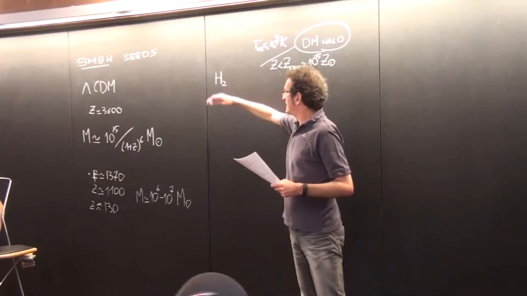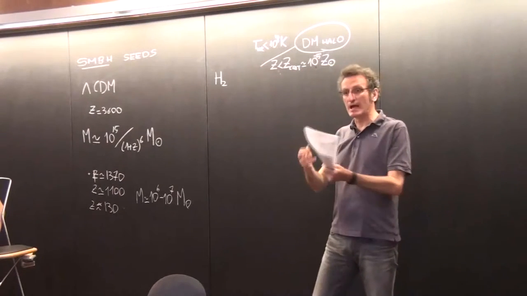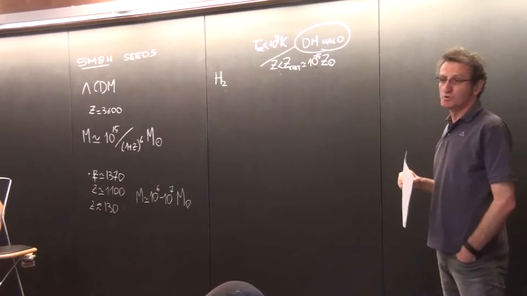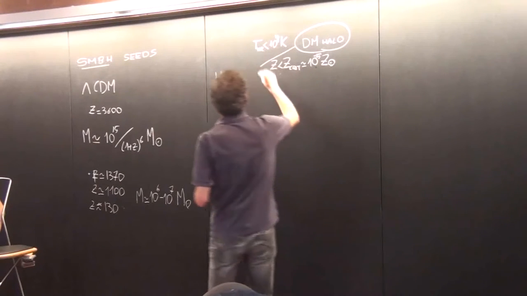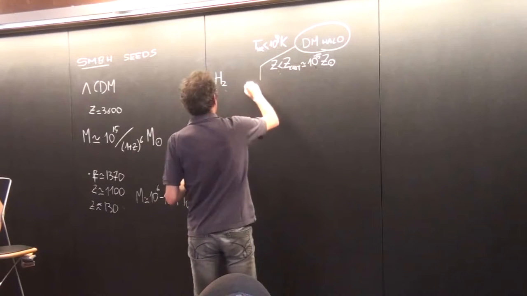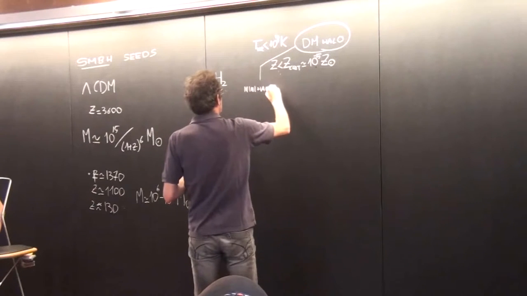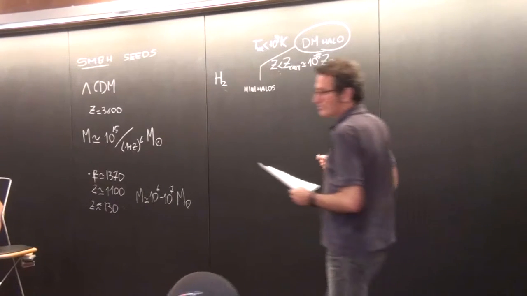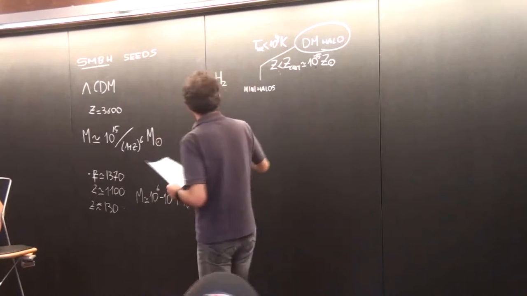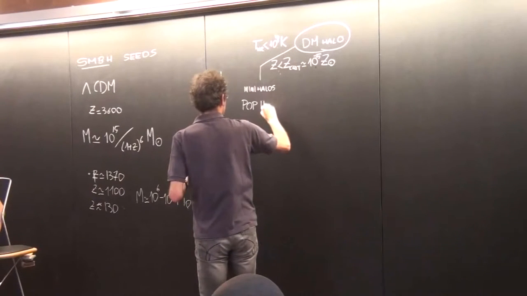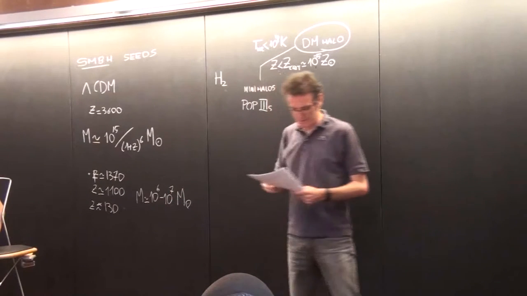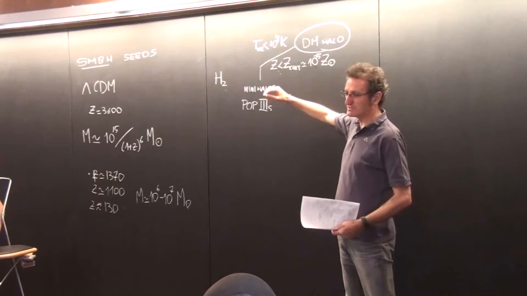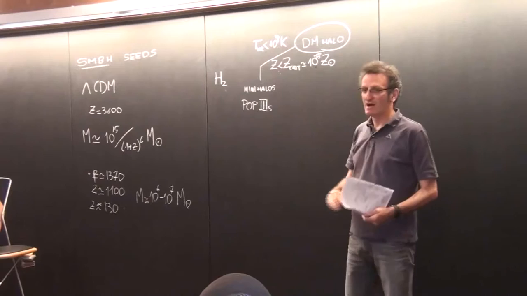Okay, let's see. If the virial temperature is small, we have to rely on the presence of molecular hydrogen to cool down the gas. If this is happening, then we have the so-called mini-halos. I don't know if I need an E there, I'm not quite sure. And we have the formation of the first stars in the universe, which are sometimes called POP 3 stars. Okay, metal-free stars. There are tons of papers trying to figure out what is the mass of such stars.